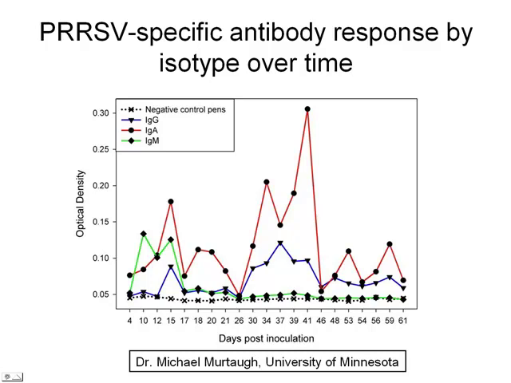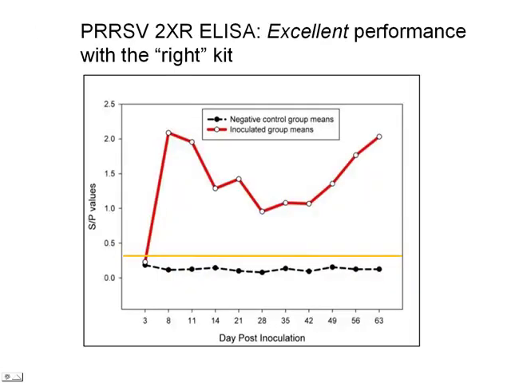So then we went to work with the IDEXX ELISA, and these are those same samples. With this first particular kit that we started using, we had excellent performance. So we have our inoculated pigs in the red line, our negative control groups down here, excellent specificity, excellent sensitivity, and we thought we were really going down the road quickly.